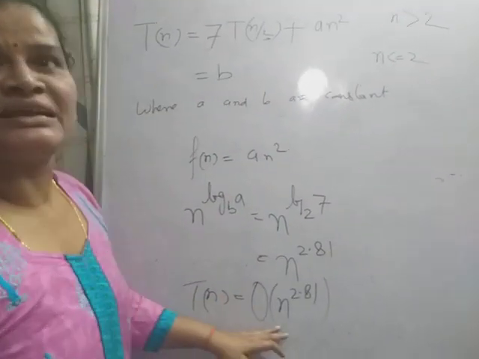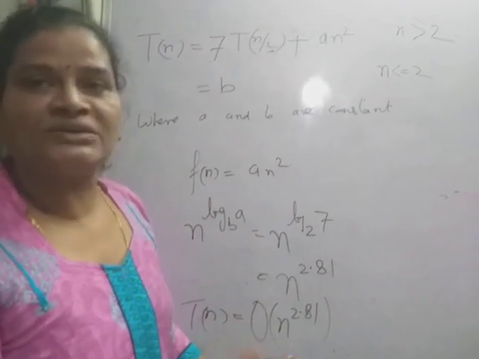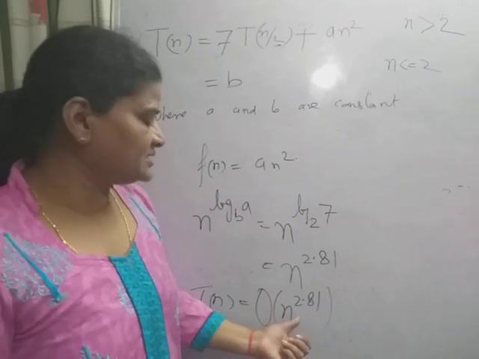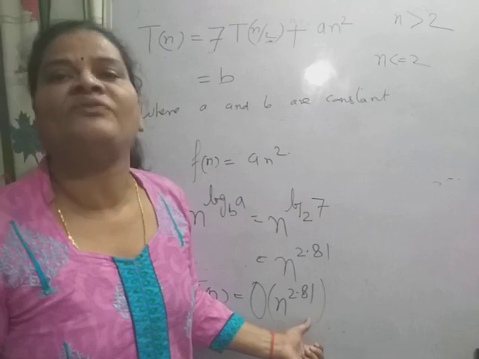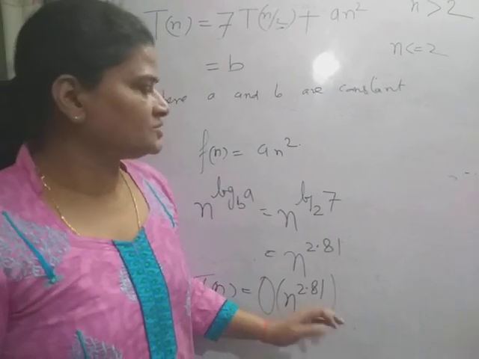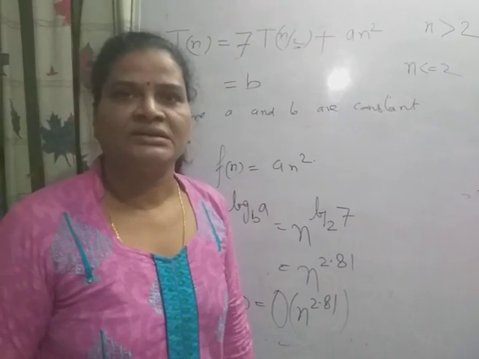So here there is an improvement over the standard or simple divide and conquer approach: order of n to the power 2.81 instead of order of n cube. Okay, so this is all about the Strassen matrix multiplication. Thank you.